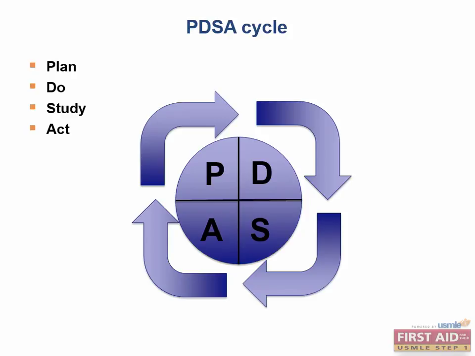And the last step of the cycle is act. In this step, you use the analysis to implement the changes you made on a large scale, come up with a new solution, or reanalyze the problem. Now, you should really think about these steps as a continuous cycle instead of just 4 discrete steps.